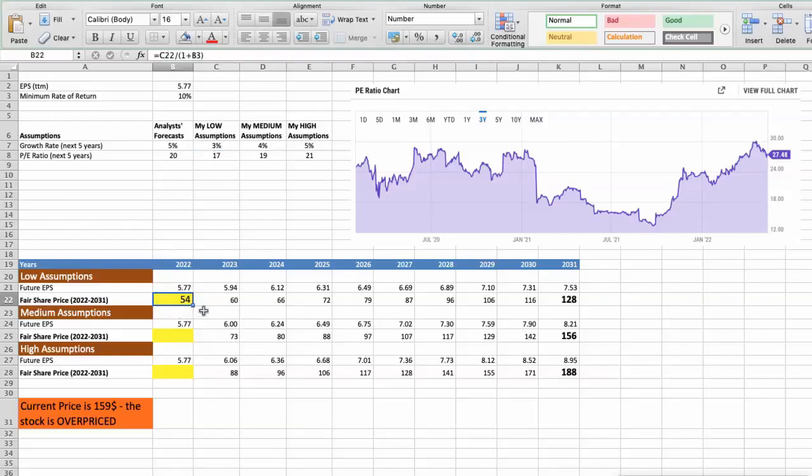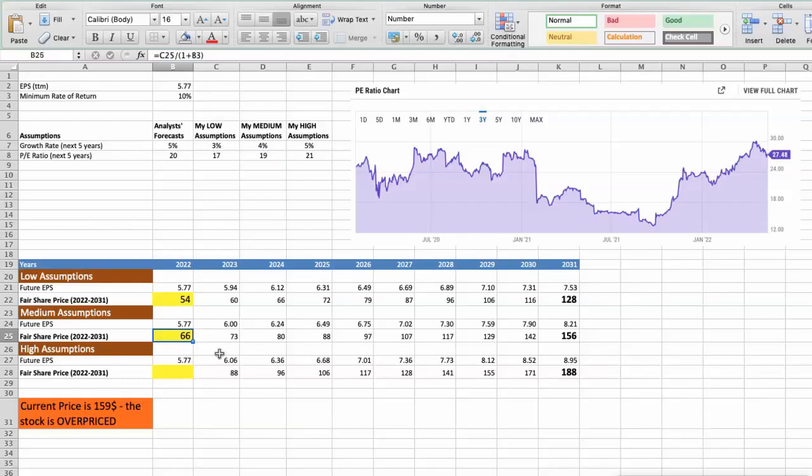Second scenario. Dollar Tree will have average performance in the next 5 years, and we will use the following parameters in our calculation. Future growth rate would be average, 4%. Future P/E would be average, 19. In this case, the fair value of the stock today would be $66.